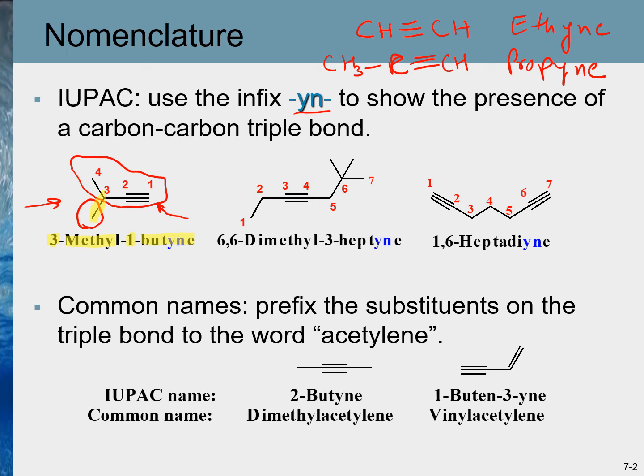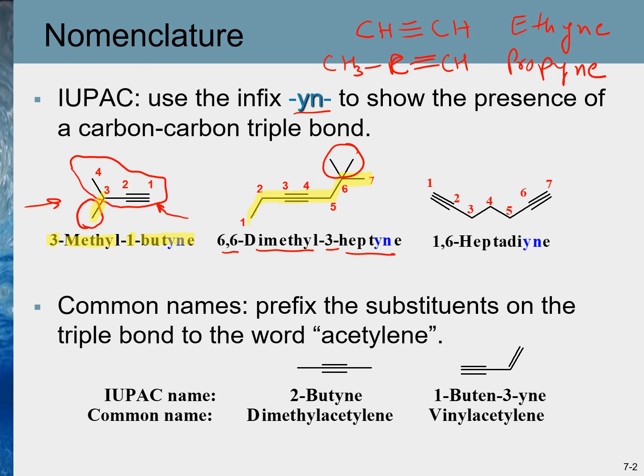In the second example, the longest parent chain is 7 carbon long, and we give preference to the triple bond while numbering it. So numbering starts from the left hand side, and the triple bond location is at carbon number 3, and carbon number 6 has 2 substituents. Both of them are methyl. So when we assemble the name, it is 6,6-dimethyl-3-heptyne.